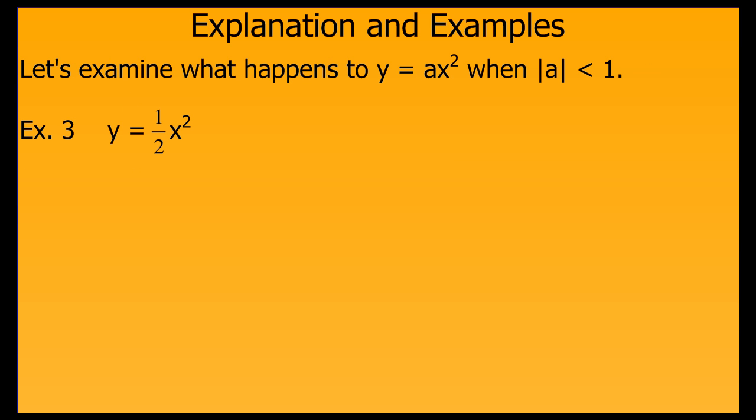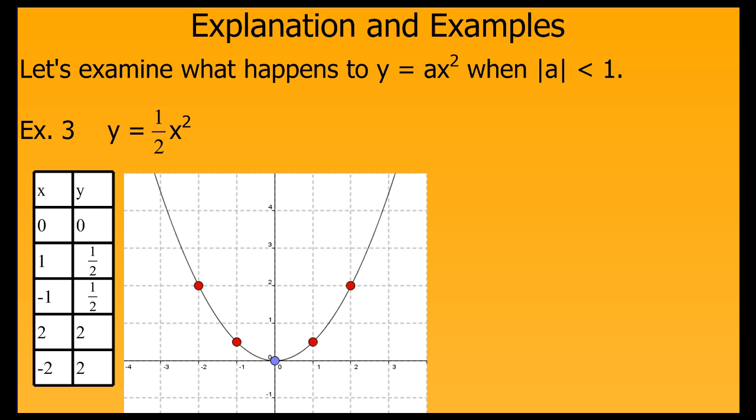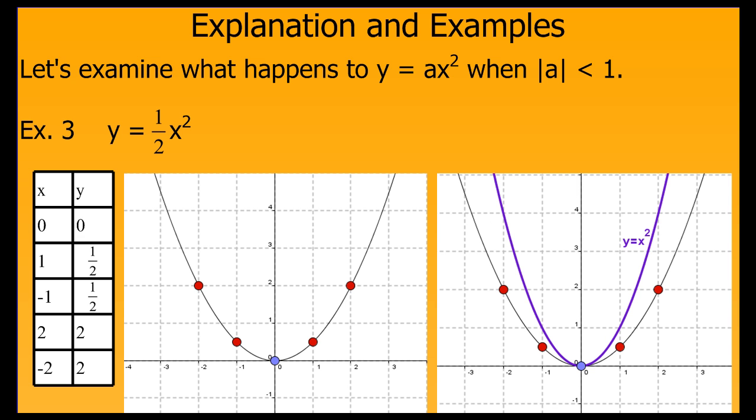So now let's examine what happens when the absolute value of a is less than 1. For this example, y equals 1/2 x squared. I make my table of values first. Now I graph it. Again, notice the symmetry. Now if I compare it to our parent function in purple, y equals x squared, you'll notice that this graph is wider than our parent function.